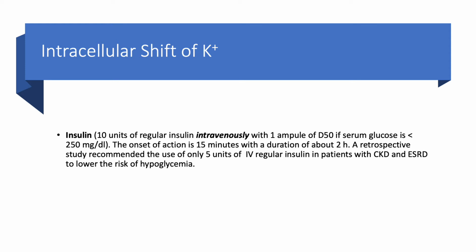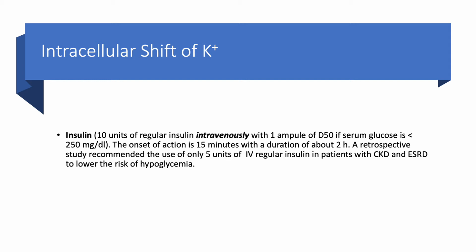Okay, what if blood sugar is 200? Well, maybe give half an amp of D50, so you can use this, use your judgment. The onset of insulin is fast, okay? It works in 15 minutes and it lasts 2 hours, and you can repeat it after that if needed.